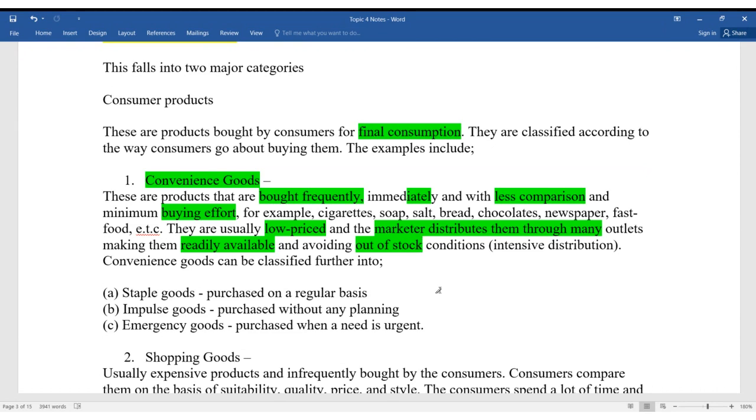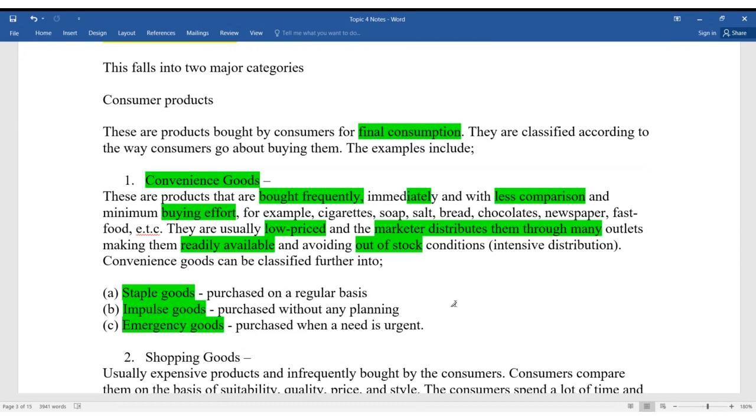Now, I also want you to remember that convenience goods can be classified into 3 major categories. Categories of convenience goods: staple goods, impulse goods, and emergency goods. Staple goods are basic needs, foodstuff. We purchase them on a regular basis. Impulse goods, those items we buy without a plan. Like you are walking on the street and you see mints being sold there or tropicals being sold there, and you buy them. We did not plan to buy them, but you just find yourself purchasing them.